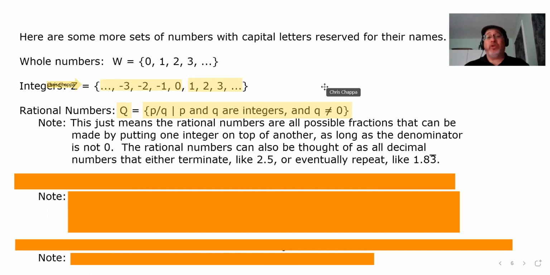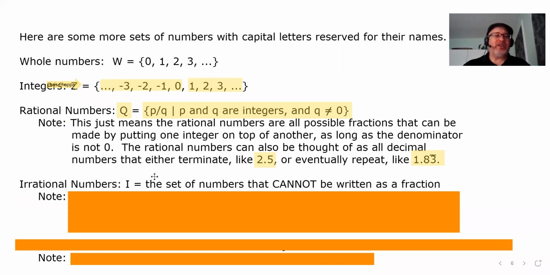To form a rational number, we take one number from the integers and put it on top of another number from the integers, as long as the one on the bottom is not equal to zero. The rational numbers can also be thought of as all decimal numbers that either terminate, like 2.5, or eventually repeat, like 1.83 with the bar over the 3, meaning that the 3 goes on forever. So it's really 1.833333333 without end.